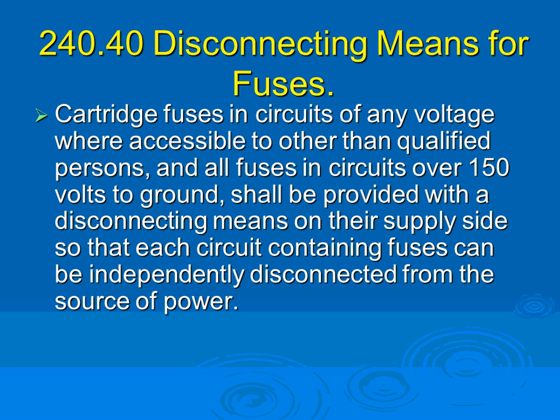Disconnect means for fuses. This talks, guys, about cartridge fuses. Cartridge fuses in circuits of any voltage, if accessible to other than qualified persons, and all fuses in circuits over 150 volts to ground, that's 480 and 600 to ground, shall be provided with a disconnect means on their supply side, so that each circuit containing a fuse can be independently disconnected from the source of power. So if you have 480, 277, you have to provide a disconnect so you can disconnect the circuit before you access the fuses.